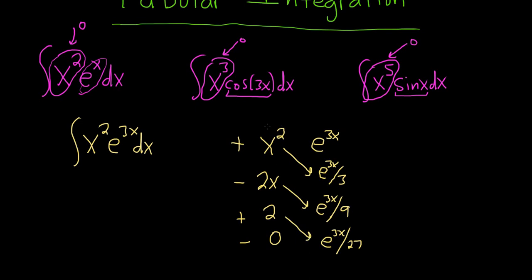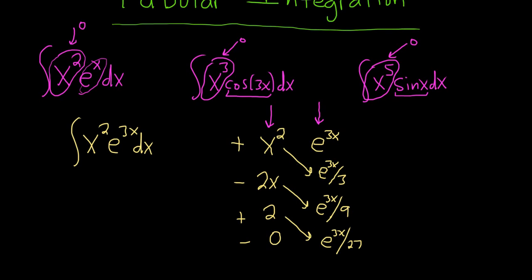So again, you write down the piece you're going to differentiate, and then just differentiate it. Write down the piece you're going to integrate, and then just integrate it. Then start with plus, minus, plus, minus. Always start with plus. Draw arrows. Follow the arrows. Let's write the answer down.